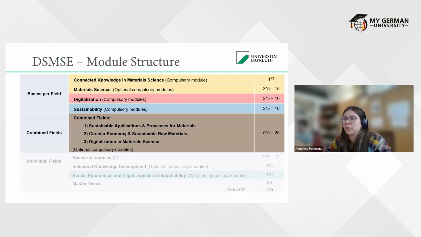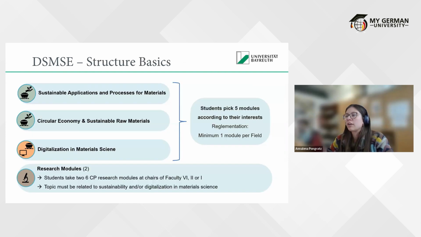After completing the basics per field, you will be able to deepen your knowledge in the combined fields that are clustered in the 3 different subgroups: sustainable application and processes from materials, circular economy and sustainable raw materials, as well as digitalization and material science. From these 3 clusters, you have to pick 5 modules according to your interests, with at least 1 module from each field.